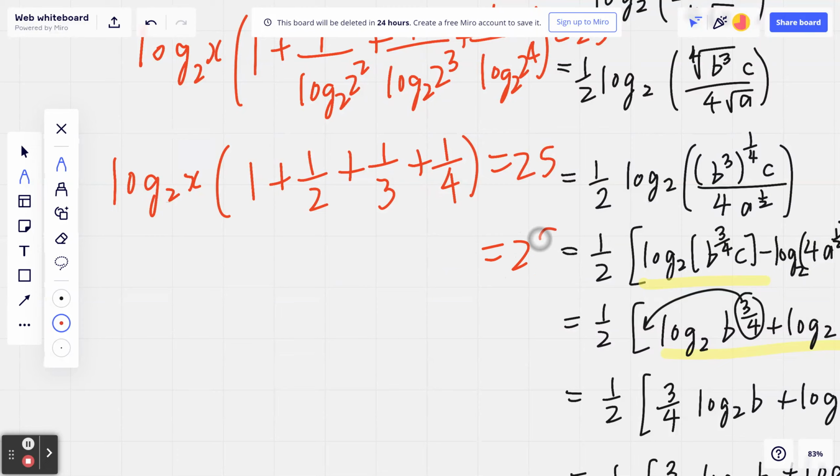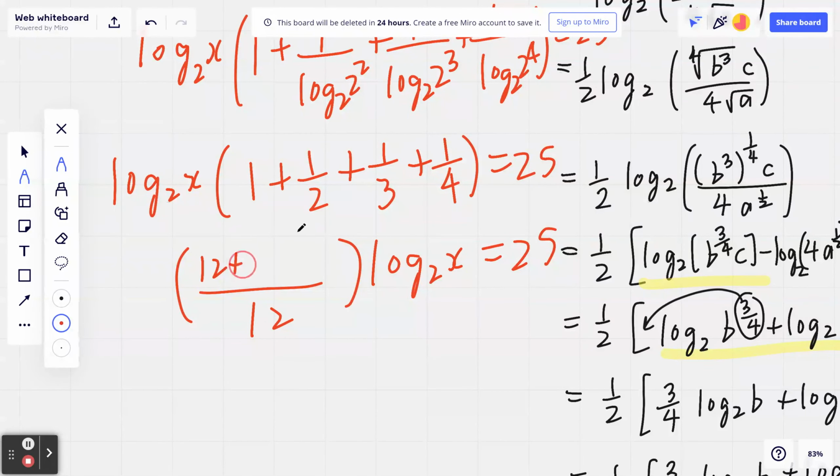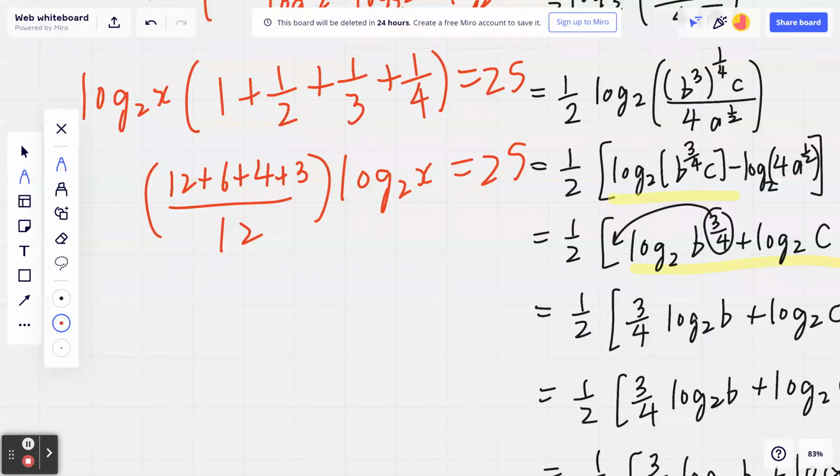Here comes a little bit of mental math. Again, you can verify if I'm doing this right with a calculator. I hope my mental math is still passable. The common denominator is going to be 12. So this is going to be 12 divided by 12, plus half is 6 divided by 12, 1/3 is 4 divided by 12, a quarter is going to be 3 divided by 12. That looks like it's 25 divided by 12. Log base 2 of x times 25 over 12 equals 25.